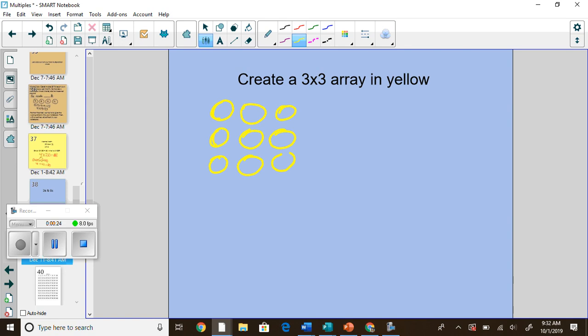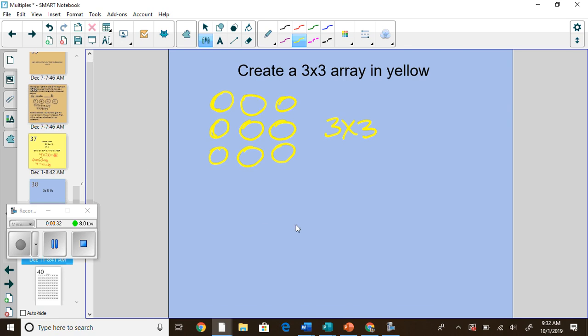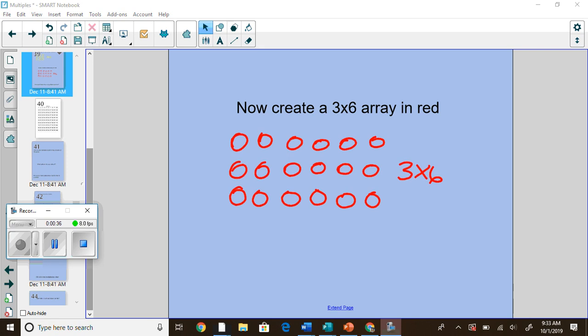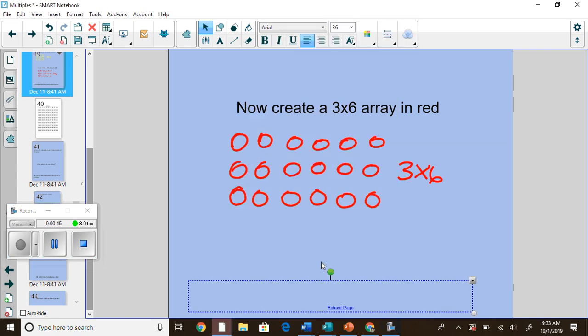So here's our 3 by 3 array. So now you should have drawn a 3 by 3 and then a 3 by 6, one in yellow and one in red. That's fine.